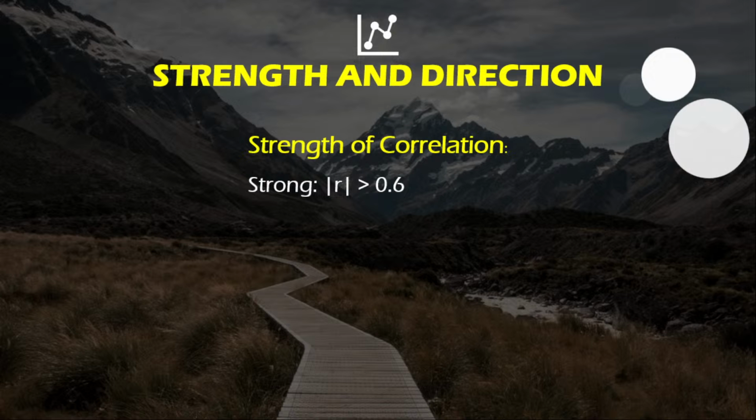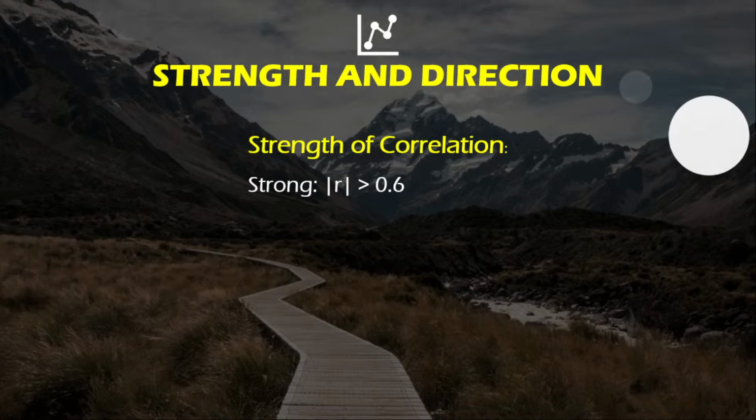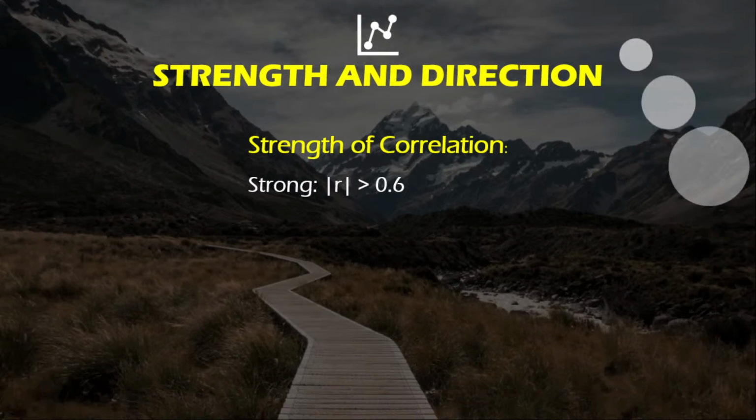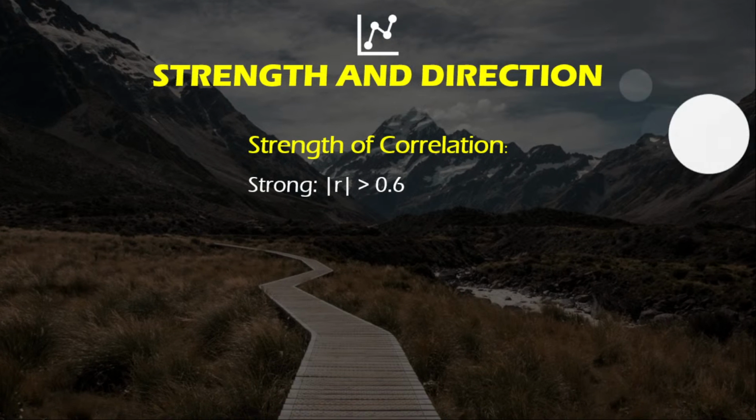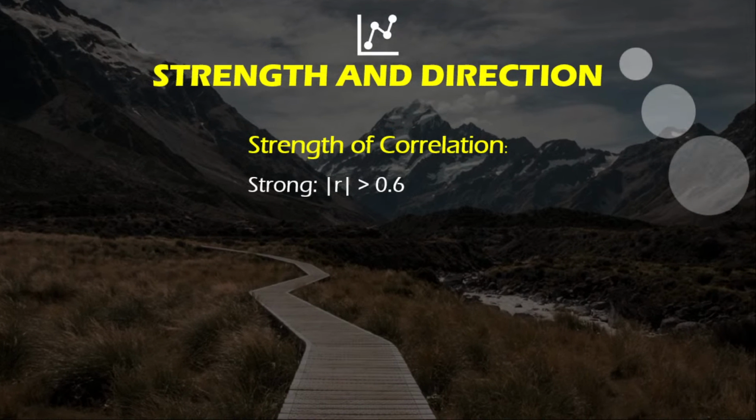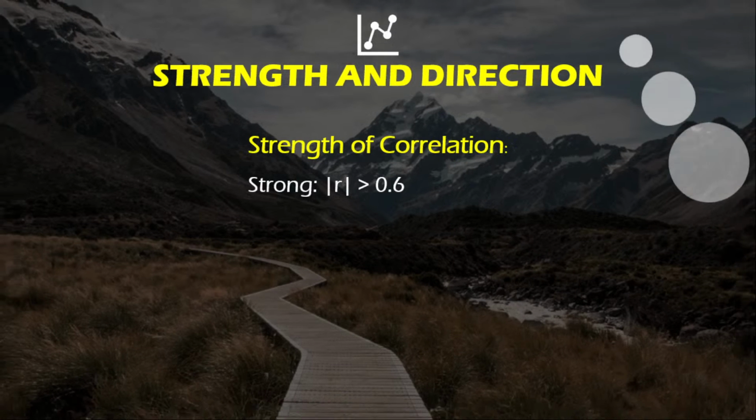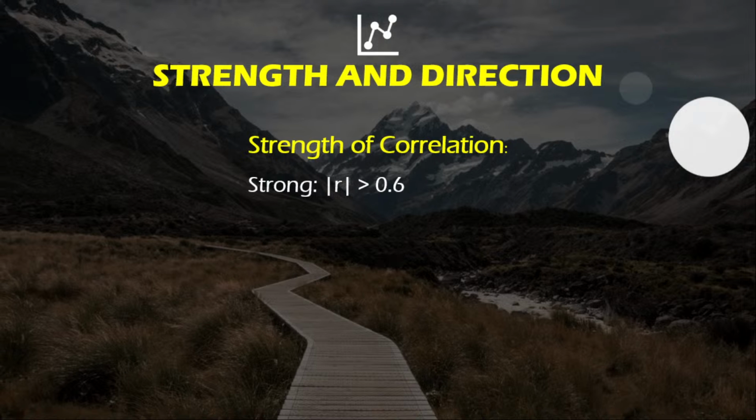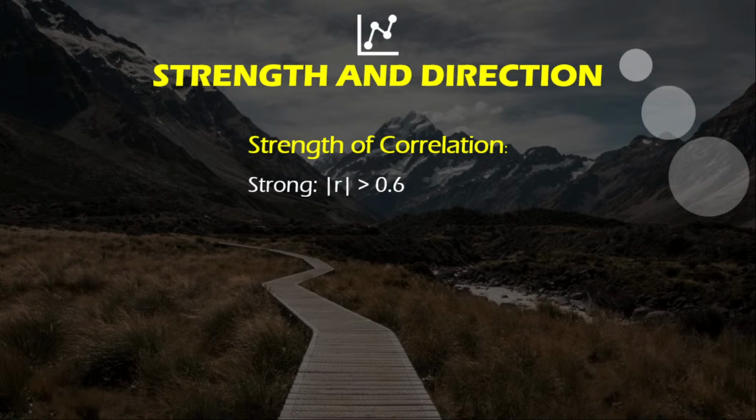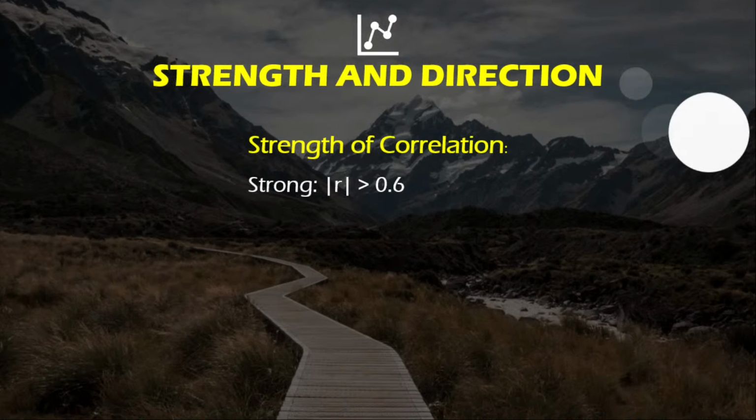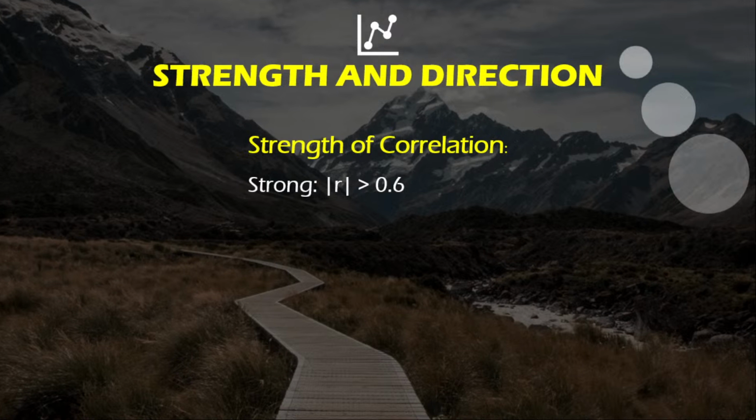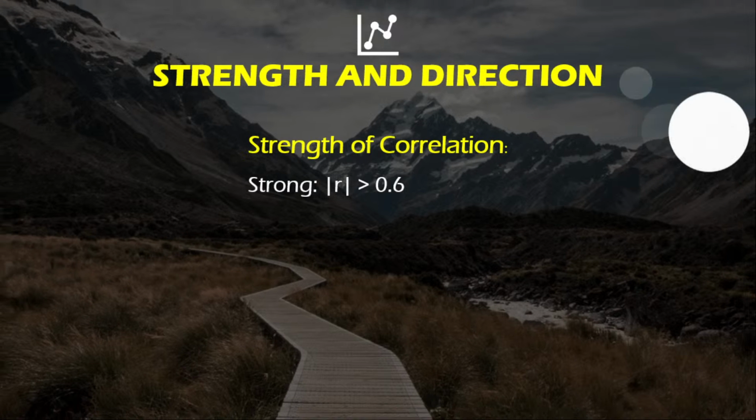If it's greater than 0.6, remember it's within 0 and 1. Remember, we said it's within 0 and 1. If it's 0, no correlation, no relationship. If it's 1, that's a perfect relationship. So the strength is between 0 and 1. That's where the strength is, between 0 and 1.